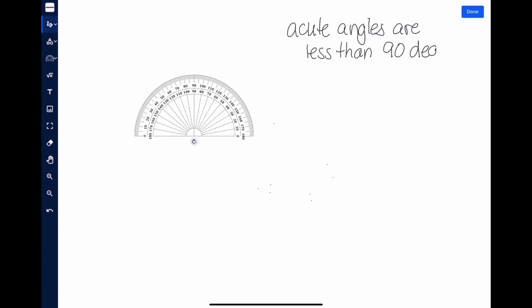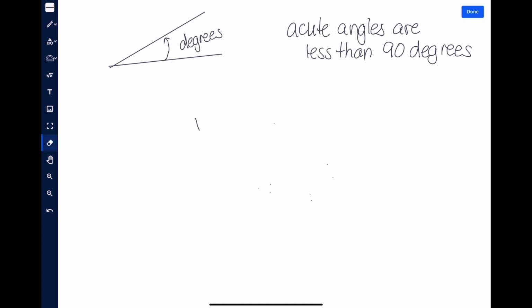You may be starting and saying, well, first, what's a degree? Well, a degree is something that's made when two lines intersect. What a degree is, it's looking at the space between the two lines, and we measure that in math, and we call these degrees. And we use a special tool called a protractor to figure this out.